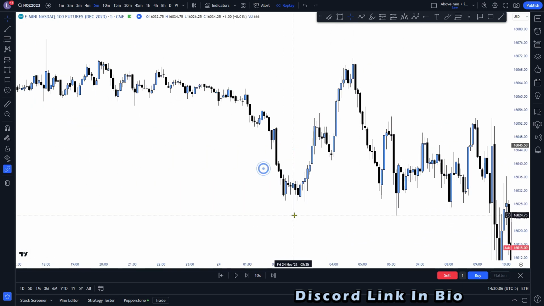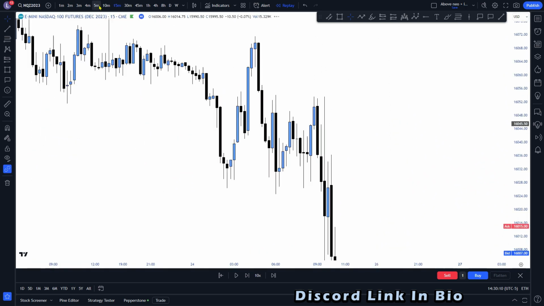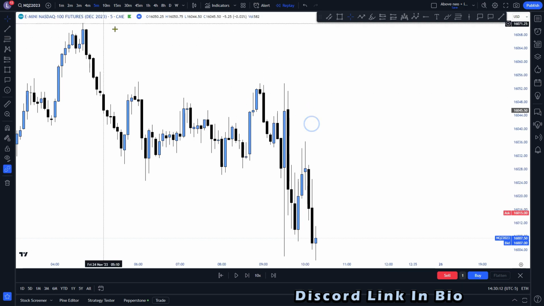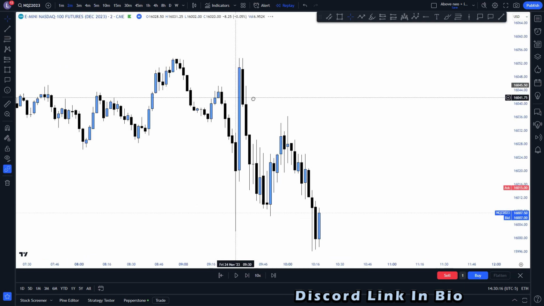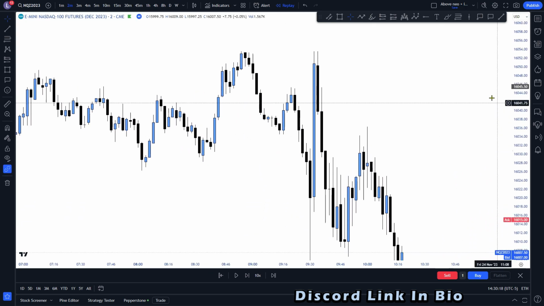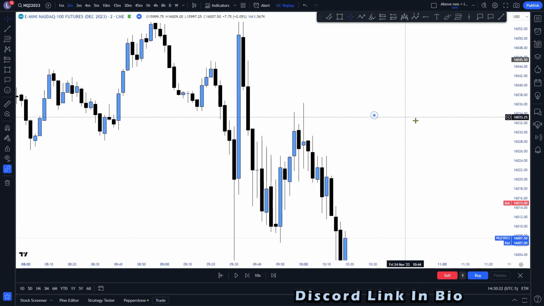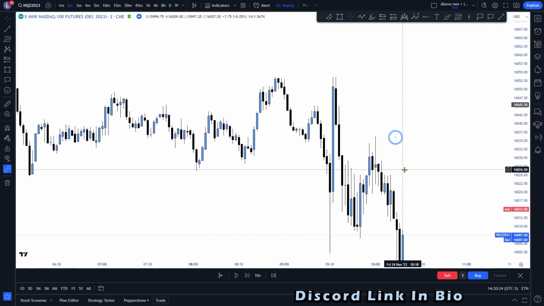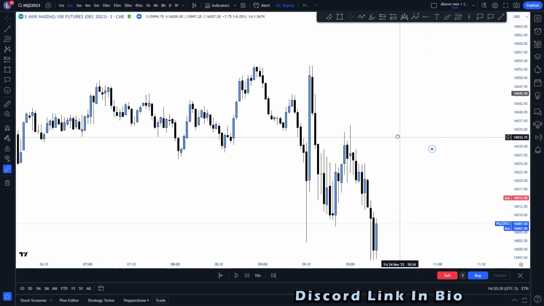So once you are looking for these inversion fair value gaps, just make sure you start off on the 5-minute time frame I like to use, and then I go down and check the 4, 3, 2, 1, and make sure that I'm using the highest time frame possible, and also making sure that the higher time frame narrative matches up with the inversion fair value gap.